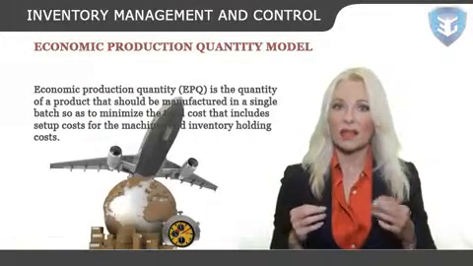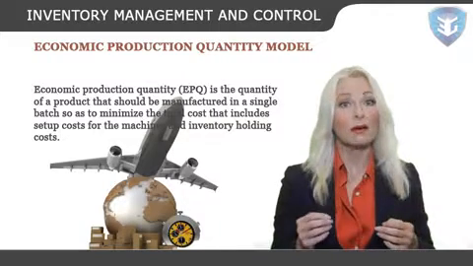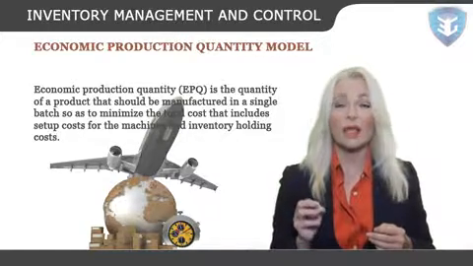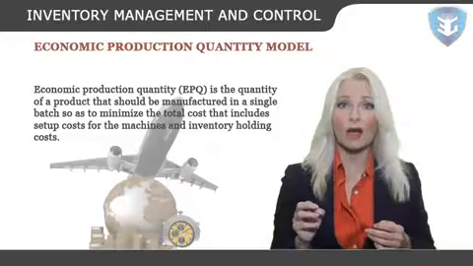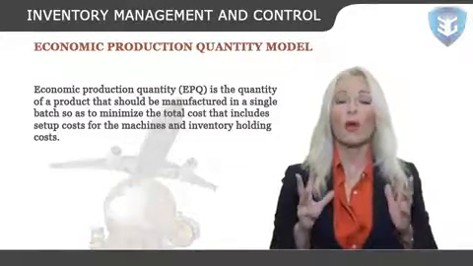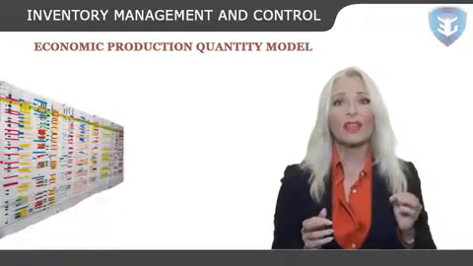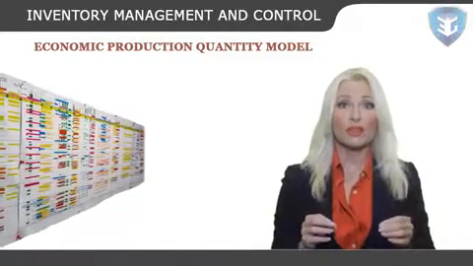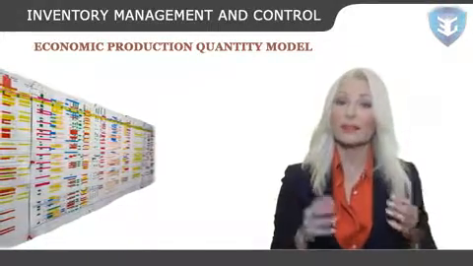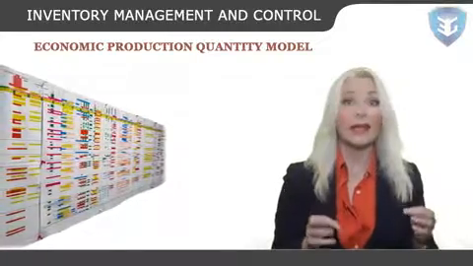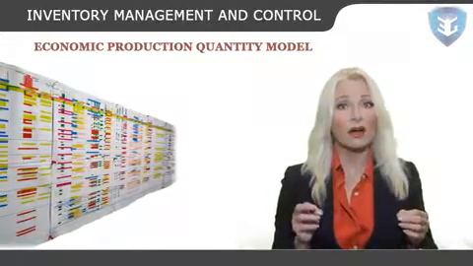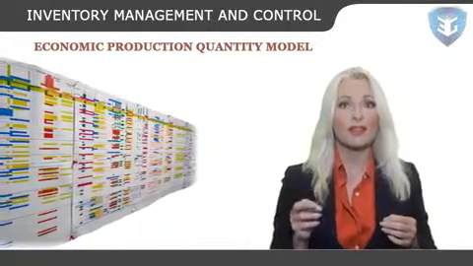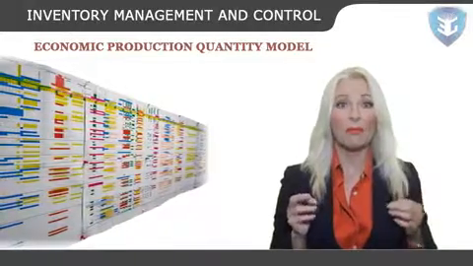Economic production quantity, EPQ, is the quantity of a product that should be manufactured in a single batch so as to minimize the total cost that includes setup costs for the machines and inventory holding costs. With increasing batch production quantity, the number of batches to be produced in the year decreases and thus the setup cost decreases, but at the same time, the inventory holding cost goes on increasing. At the EPQ value, the total cost comprising both these costs is at its minimum value.